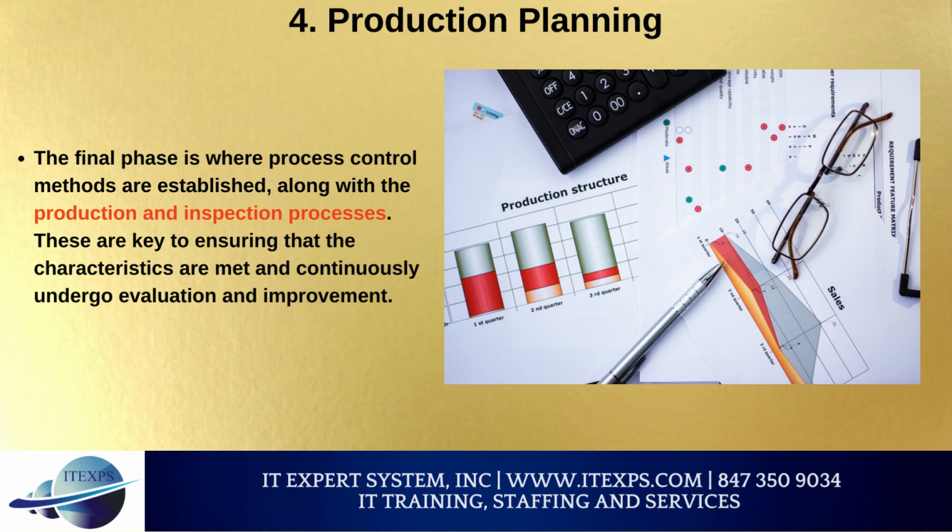4. Production planning. The final phase is where process control methods are established, along with the production and inspection processes. These are key to ensuring that the characteristics are met and continuously undergo evaluation and improvement.